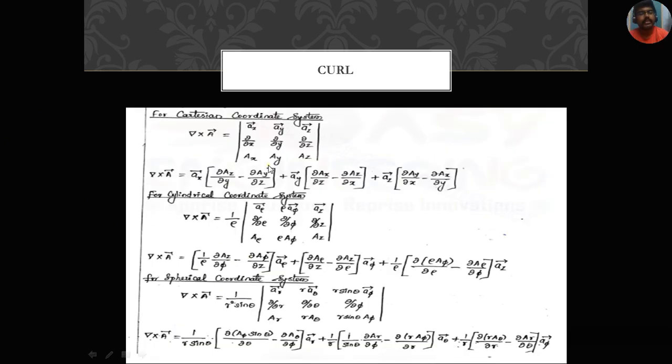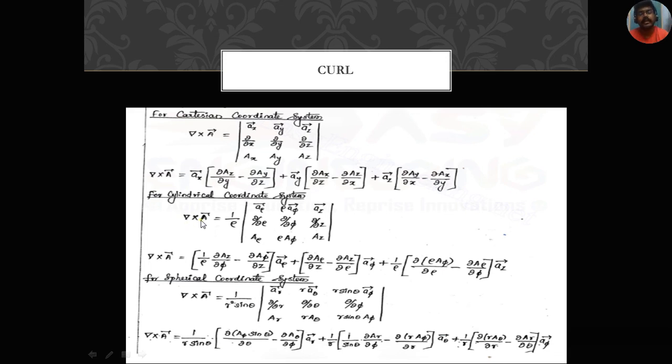The formula for Cartesian coordinate system: del cross A is equal to the determinant of the matrix with rows ax, ay, az; ∂/∂x, ∂/∂y, ∂/∂z; Ax, Ay, Az. If you perform the multiplication, you can get a representation like this.